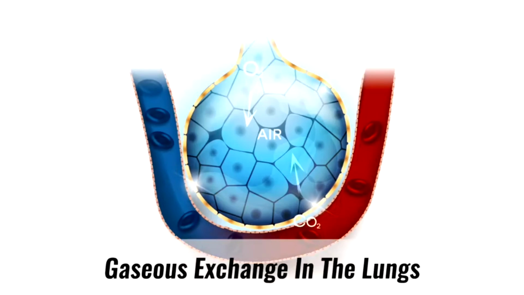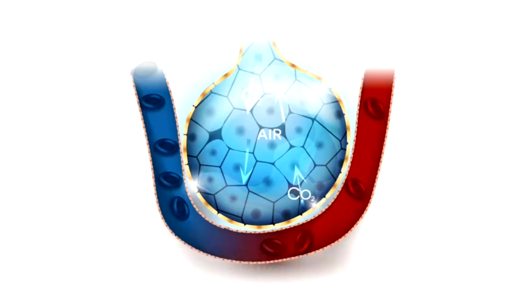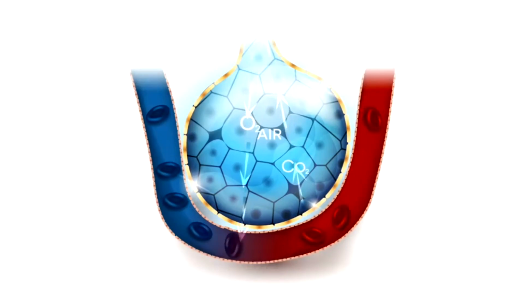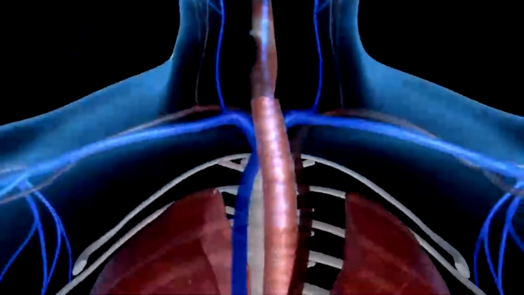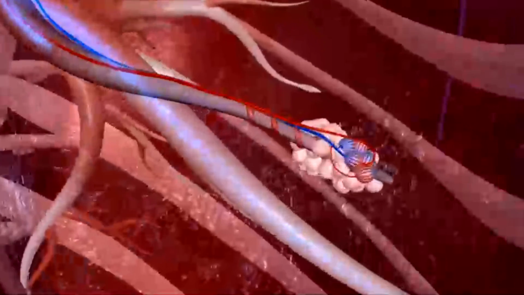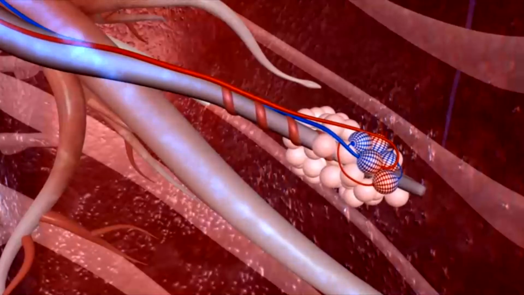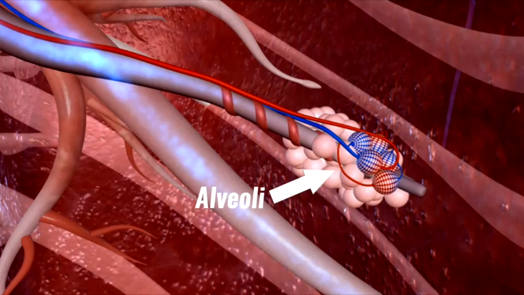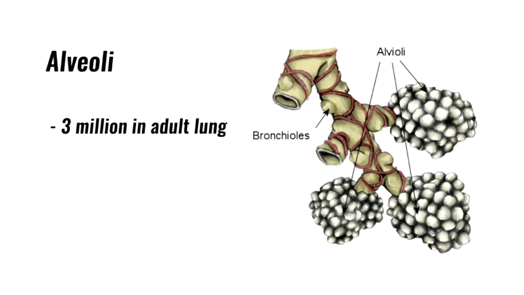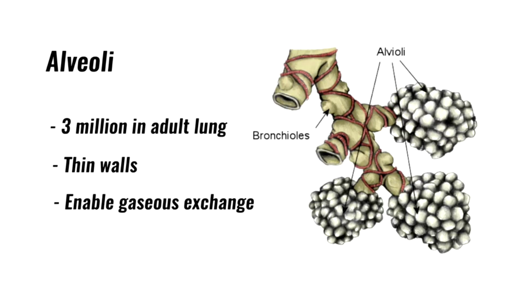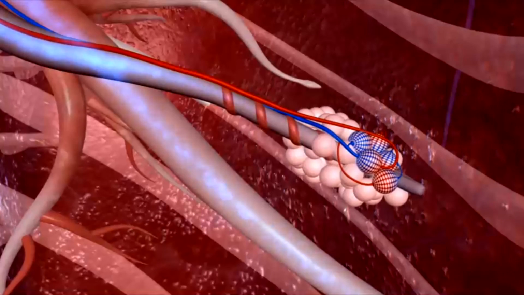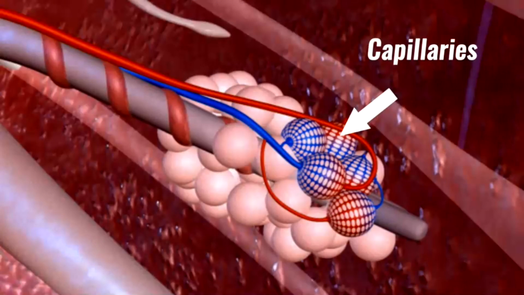Gaseous exchange refers to the process of oxygen and carbon dioxide moving between the lungs and blood. Air passes into the lungs via bronchi, bronchioles, and then into alveoli. This is where gaseous exchange takes place. Alveoli are individual hollow cavities contained within alveolar sacs or ducts. There are approximately 3 million alveoli within an average adult lung. They have very thin walls, which permit the exchange of oxygen and carbon dioxide gases. A network of small blood vessels called capillaries, into which the inspired gases pass, surrounds alveoli.